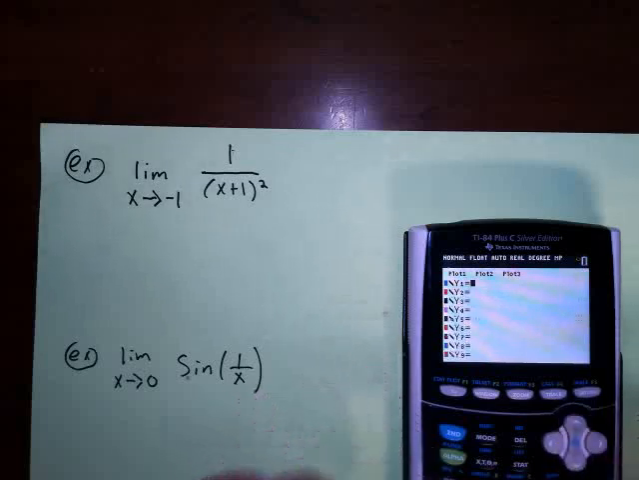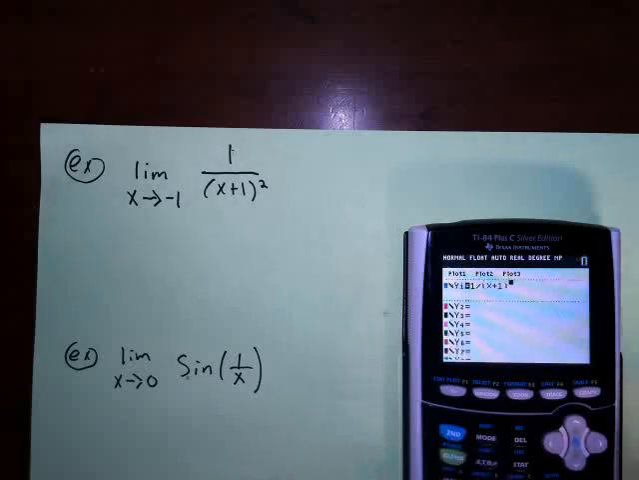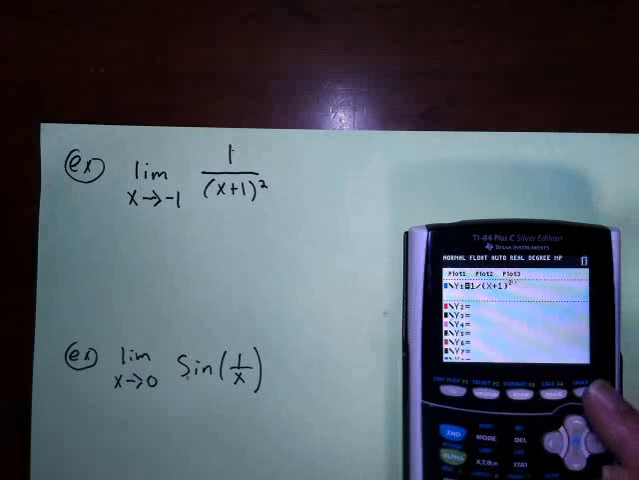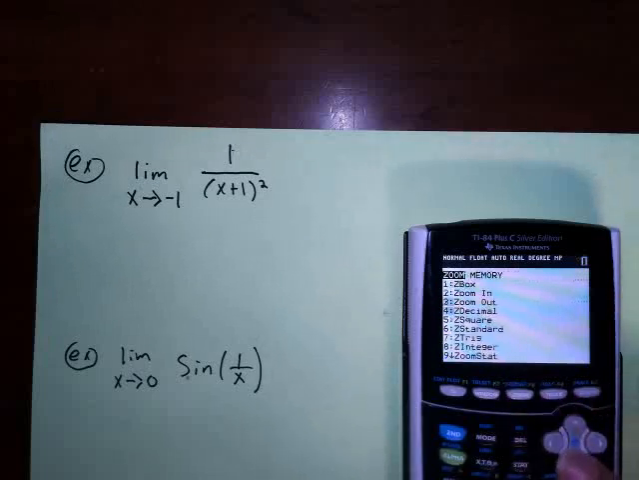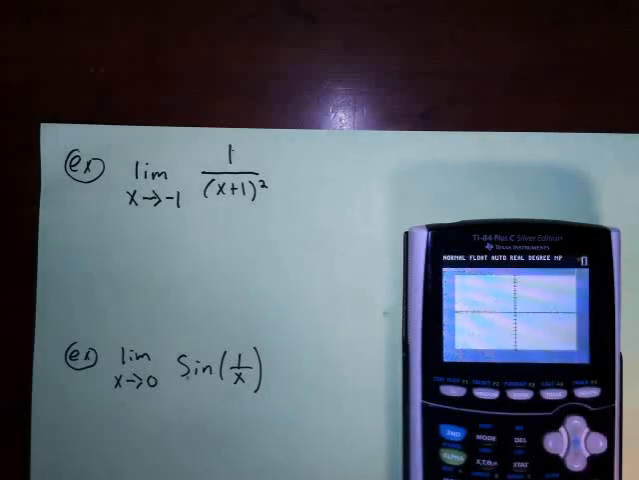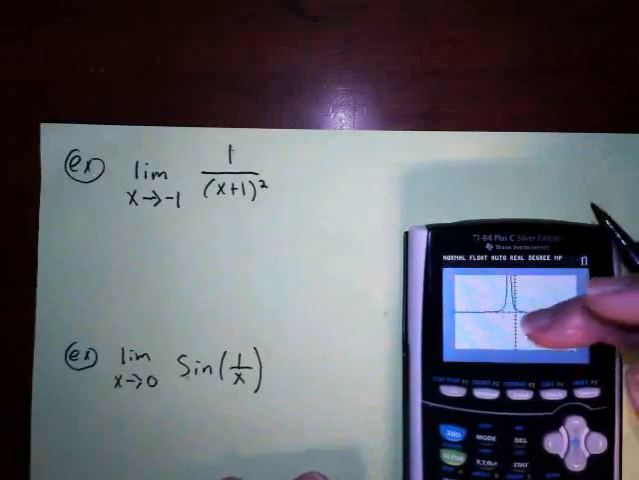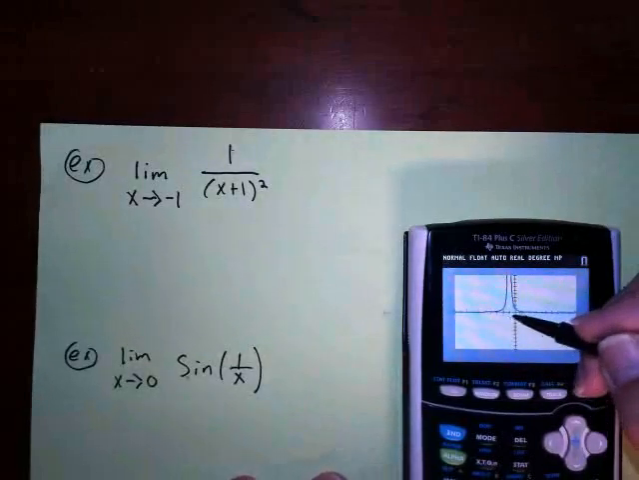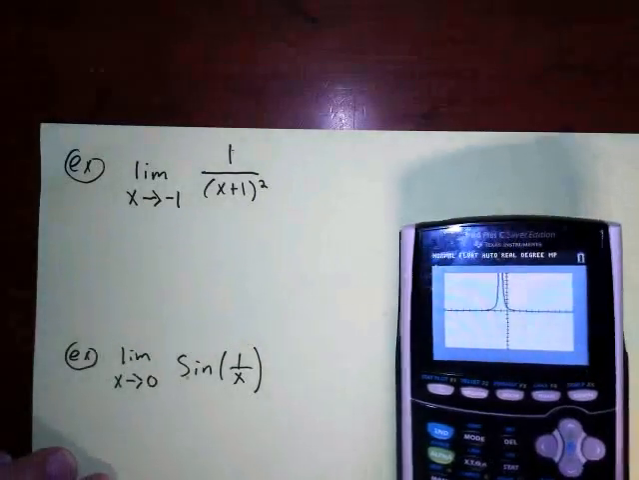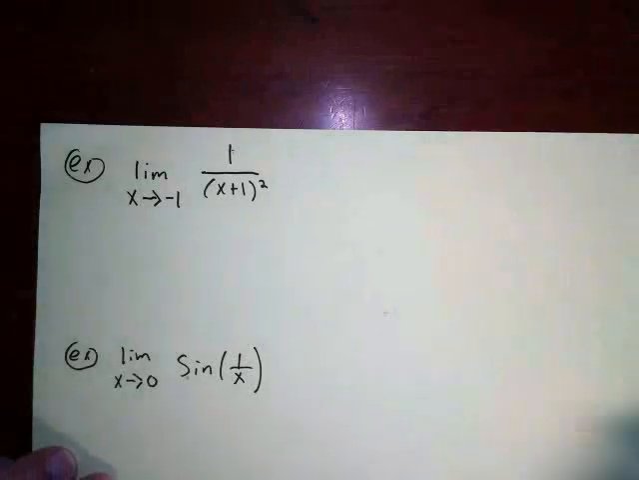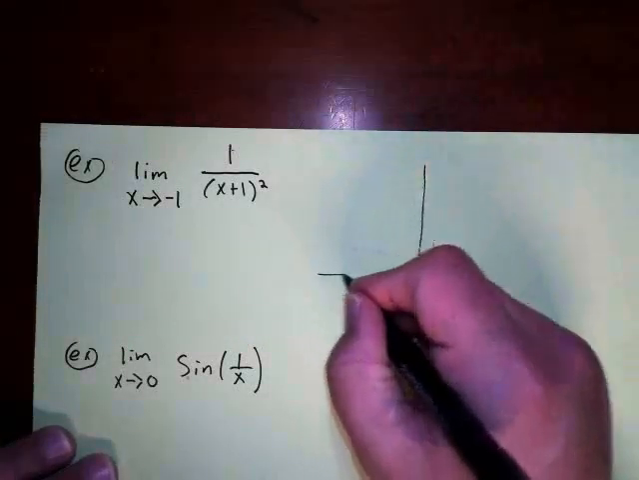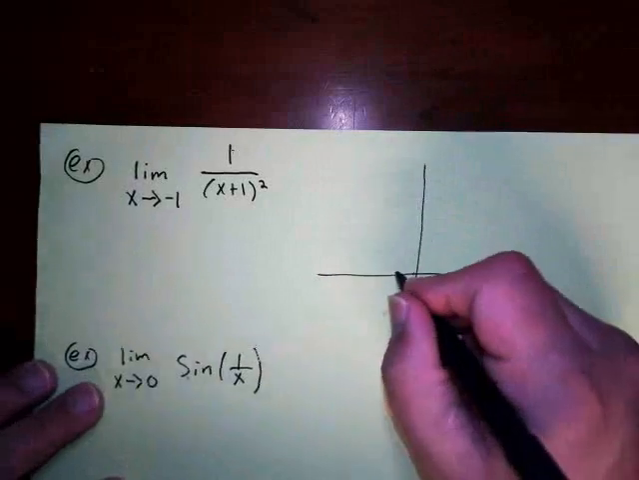So this would be 1 divided by (x plus 1) squared. And then I'll do a standard window. So you get this graph that kind of goes off into infinity. Okay, it goes off into infinity at -1. So if I were to draw this graph, it looks like this.